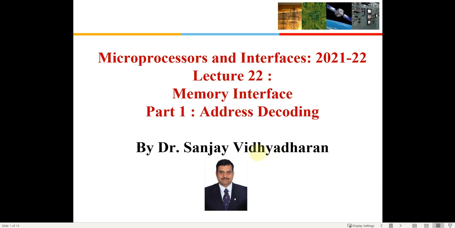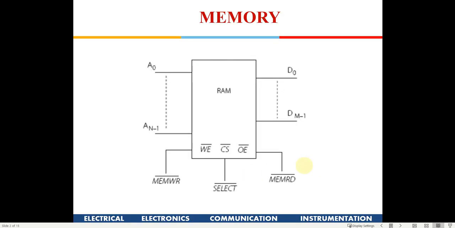Let's start today's class. It is a series of 3 lectures on memory interface. So today in part 1 we will start with address decoding. We already saw how a RAM looks like, and we have seen the internal architecture of a RAM also. So a RAM will require a few address lines.